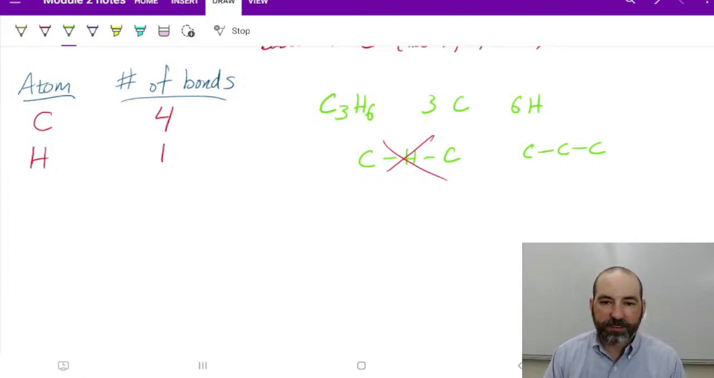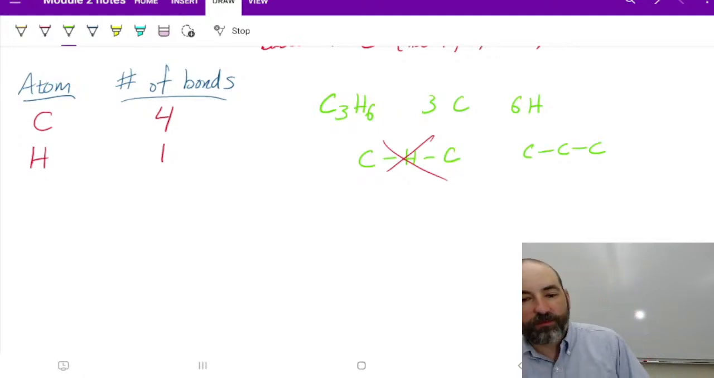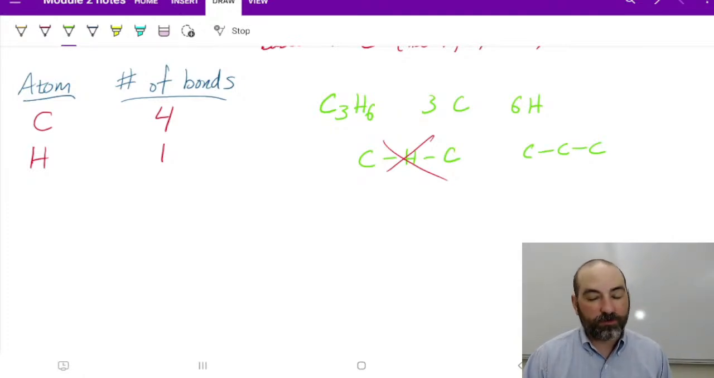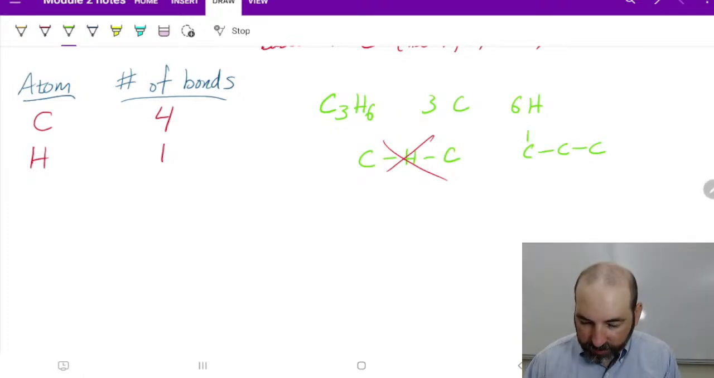Then we can add the hydrogens in, and to know how many hydrogens to add or where to add them, we again look back at these rules and we say, okay, well, each carbon needs 4 bonds. So I'll start with one of them, and I'll start adding hydrogens around.